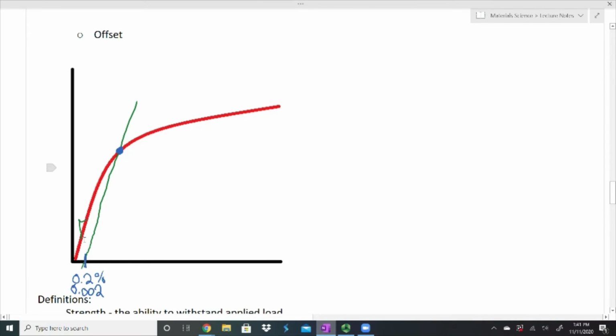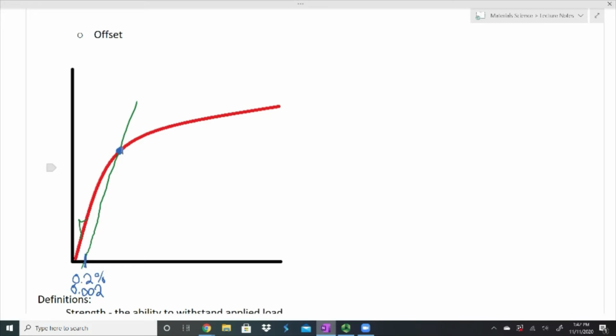But what we're going to do is try to find this spot that is close enough to follow our elastic region for a while, but not so far as to where we've really gotten into that strain hardening region over here. So we try to find this spot where we can mathematically determine where a yield point should be. And we do this so that there's no argument.